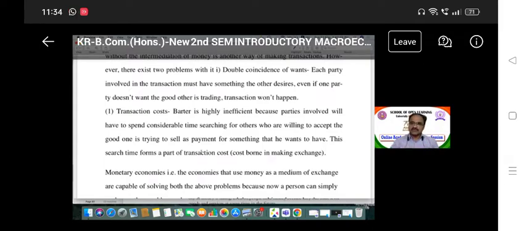We are talking about the period before independence. So that we can understand that the transactions taking place were very highly expensive, and both parties involved will have to spend considerable time searching for others who are willing to accept the good one is trying to offer as payment. Okay, this is the cost of making an exchange.